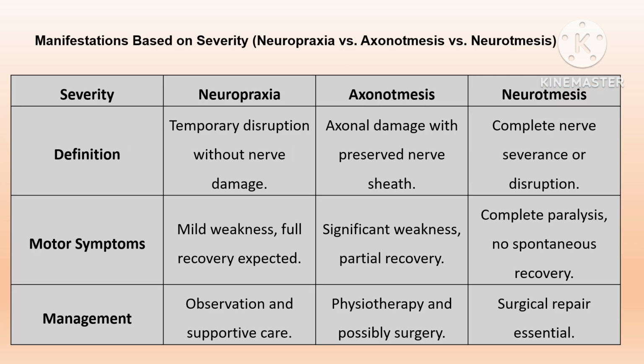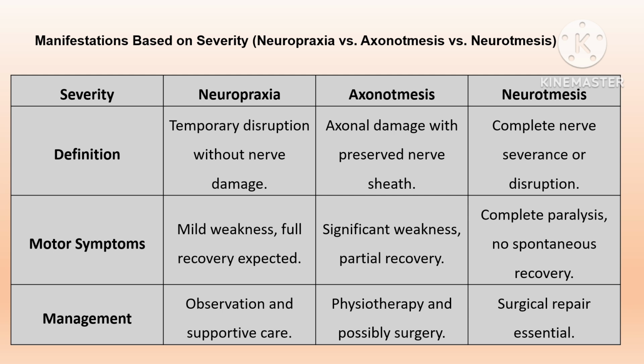And based on the severity of damage, neuropraxia is temporary nerve damage which usually heals on its own. Symptoms are mild, like weakness that improves over time. More serious damage occurs in axonotmesis, but the nerve itself is not severed. Recovery can take time and physiotherapy may be needed. The most severe nerve damage is neurotmesis, where the nerve is completely cut. This requires surgery to fix and may result in permanent loss of function without repair.